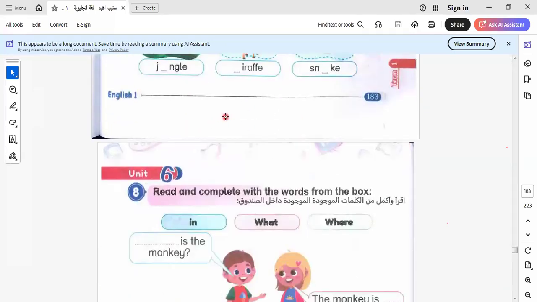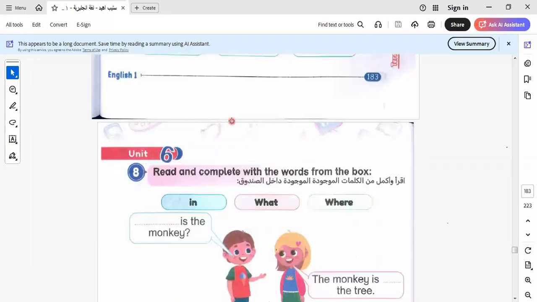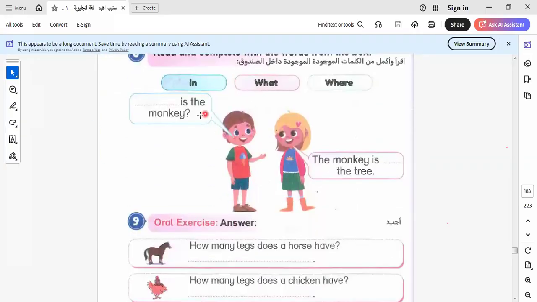I leave this one for you to do by yourself after you finish learning the vocab. Let's go to another one here. The monkey is in the tree. So here I ask about what? I ask about the place. So it would be, where is the monkey? The monkey is in the tree. So where asks about place. You must know this keyword and its meaning when we use it.